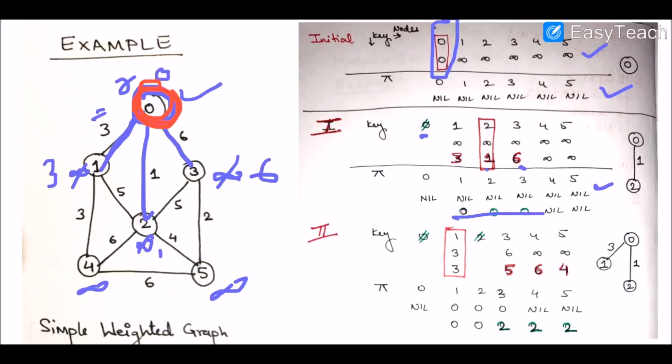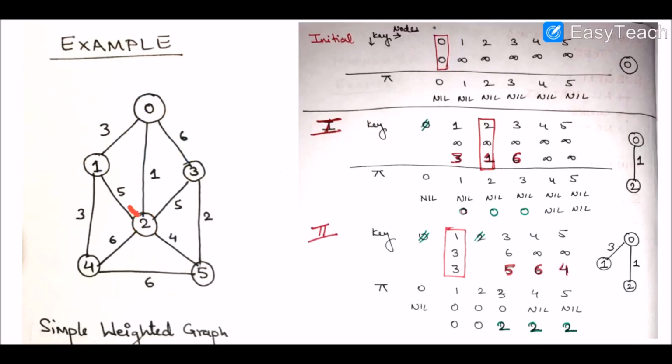Now for the next step, again we extract the minimum. Which node has the minimum key value? We can see that 2 has the minimum key value. So again we are going to extract 2 from our queue, and the next step is finding the adjacent nodes of 2. What are the adjacent nodes? 1 is adjacent, 3 is adjacent, 4 is adjacent and 5 is adjacent to 2. And what were the key values? Here the key value was 3, here the key value was 6, and the key value of 2 was 1, and this was 0.